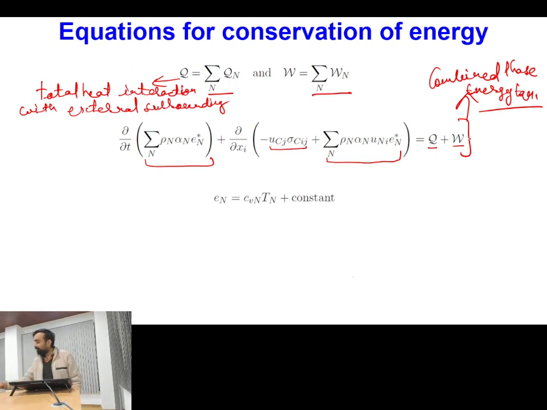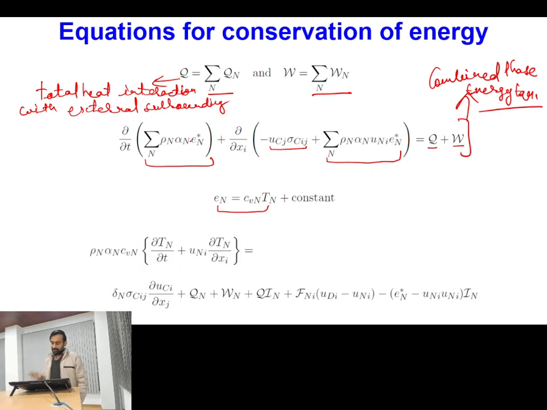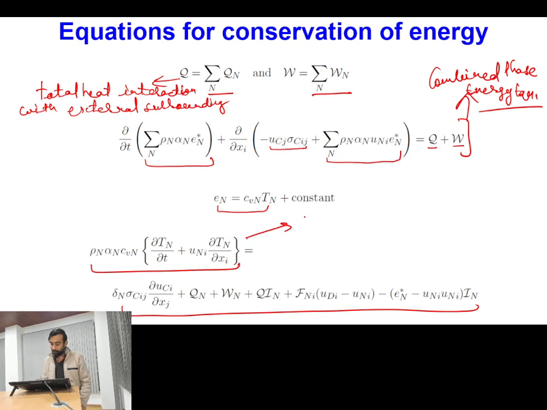Now, what can we do? If I know the thermodynamic transformation between internal energy and the specific heat at constant volume, then it is nothing but Cv n times Tn plus constant. If I do this substitution, I can replace this equation in the form of temperature. And this is now the individual phase energy equation in temperature form. I am not going to derive or explain it further. It should be very clear now.